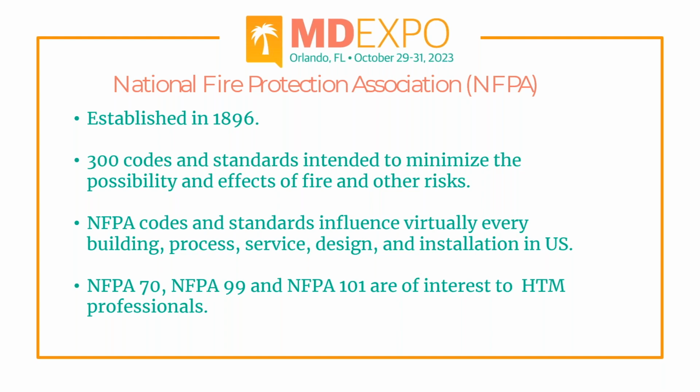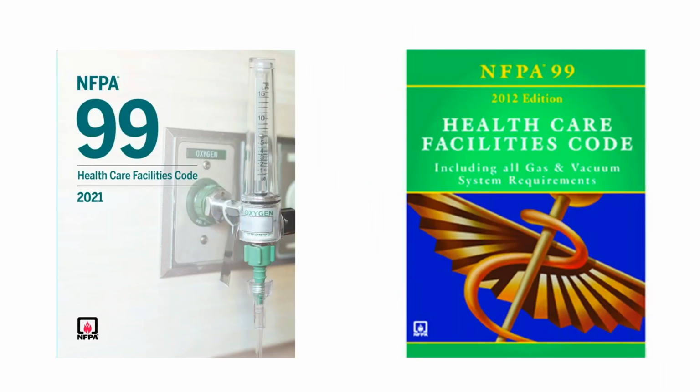You have fire extinguishers, you have a standard for that, sprinkler systems, there's a standard for that, and so on and so forth. But for us in the HTM field, these are the ones that we need to be actively involved with, particularly NFPA 99. And as I said, in the installation of the electrical system, section 516 of NFPA 70. This is the 2012 edition. This is the 2021 edition of NFPA.